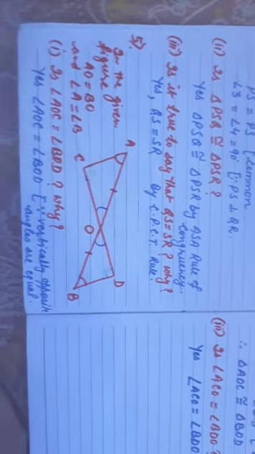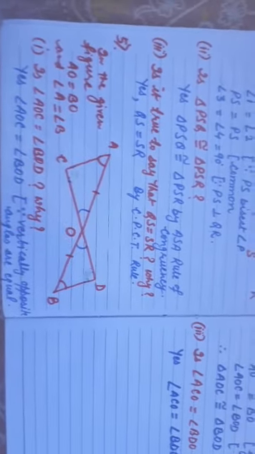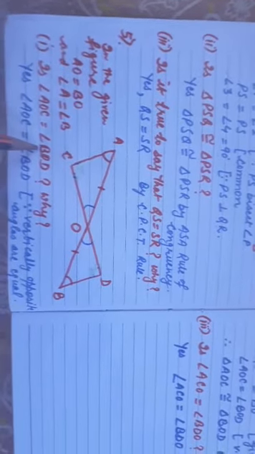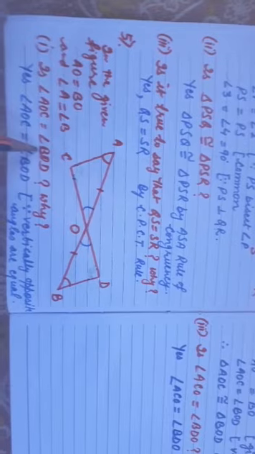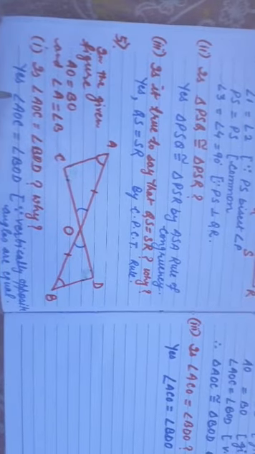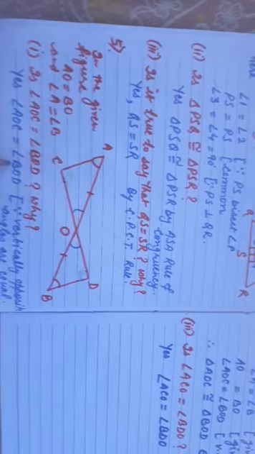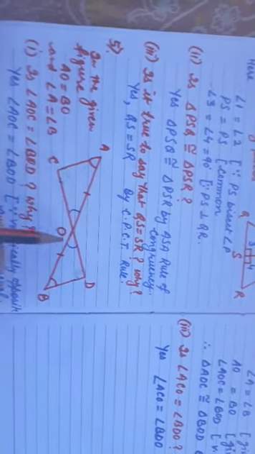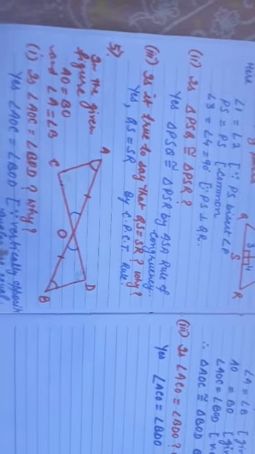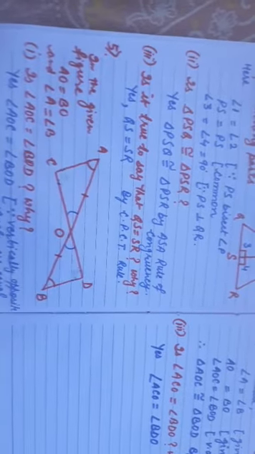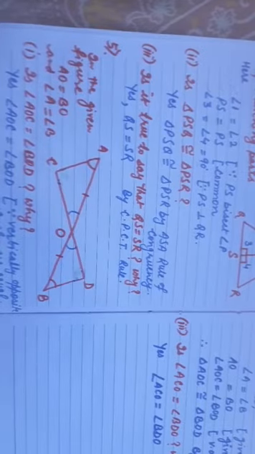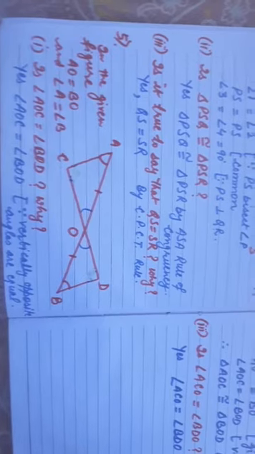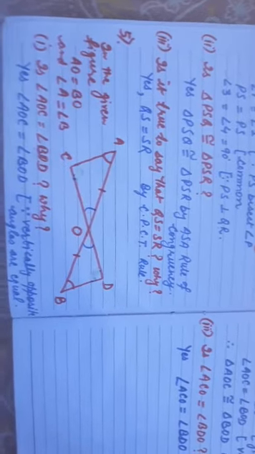We have to show whether these two triangles are congruent or not. But the first part: is angle AOC equal to angle BOD? Are these two angles equal or not? Yes, these two angles are equal, because vertically opposite angles are always equal. So angle AOC and angle BOD are both equal, because vertically opposite angles are always equal to each other. Now in the next part, we have to write the matching pairs to make these two triangles congruent.